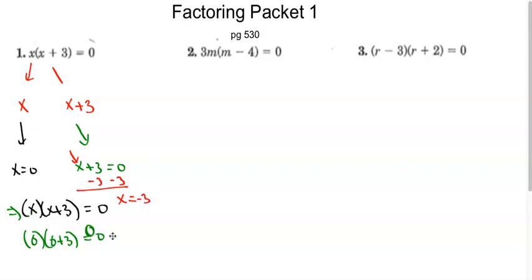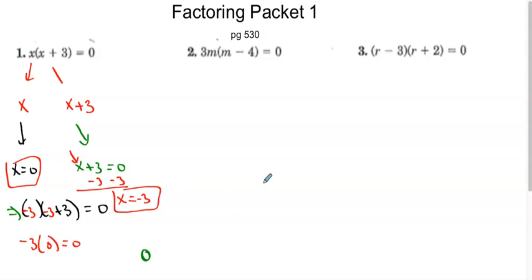If I took the same equation and plugged in negative 3 for x, I'm just going to erase this. If I replace this with negative 3, I'm going to get negative 3 times 0 equals 0. So when x is 0, the entire product is 0, and when x equals negative 3, the entire product is equal to 0. So there are two ways for this product to equal 0.